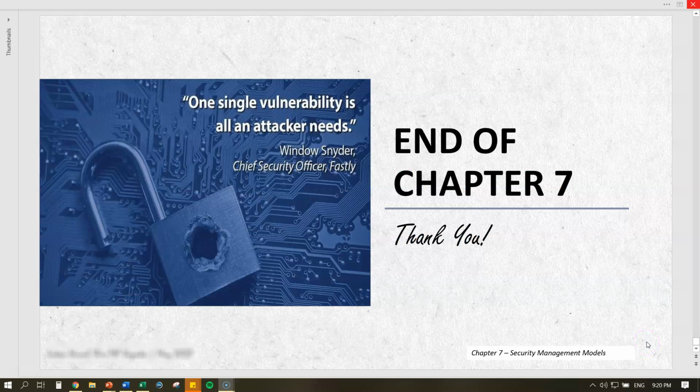So that's the end of chapter 7. I hope that each one of you can understand the concept of security management models and understand that in order for an organization to create a good security management program, they need to select the best security management model for the organization.